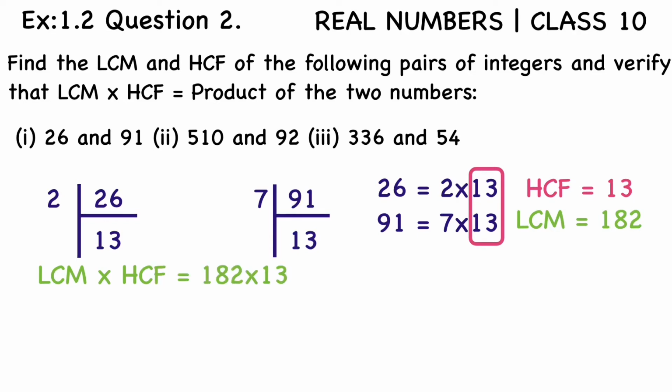I multiply 182 into 10. So I have 1820. Now I have to multiply 182 into 3 only. So 182 into 3, I get it as 546. Now just add the numbers. We have 2366. So we have LCM into HCF is equal to 2366.